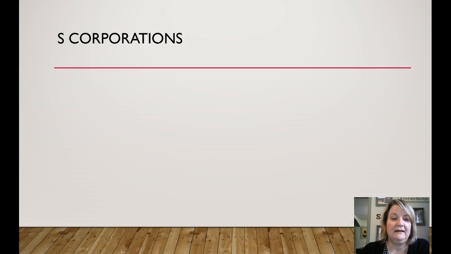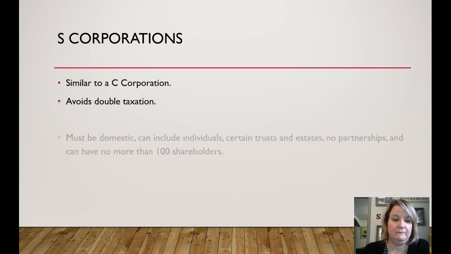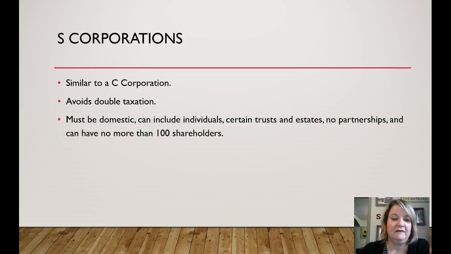Now we'll talk about S corporations. They are similar to C corporations. However, they avoid the double taxation. The caveat is they must be domestic. They can include individuals, certain trusts and estates, no partnerships, and they can have no more than 100 shareholders. C corporations can have unlimited numbers of shareholders. So an S corp is different from a C corp in that regard.